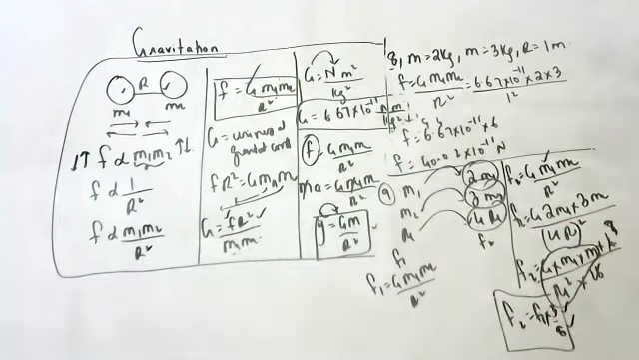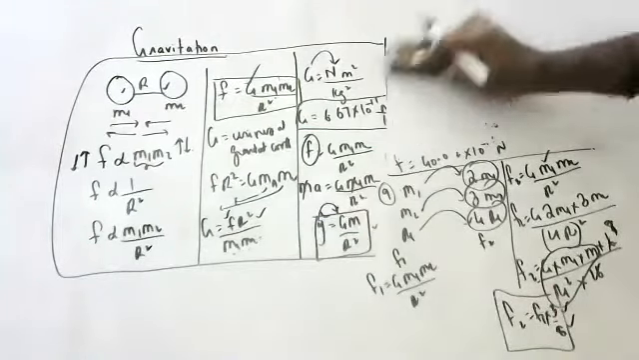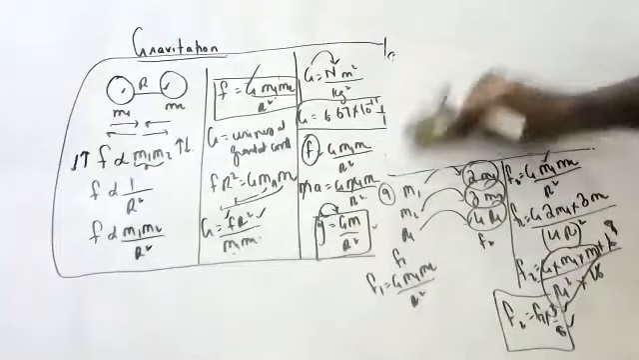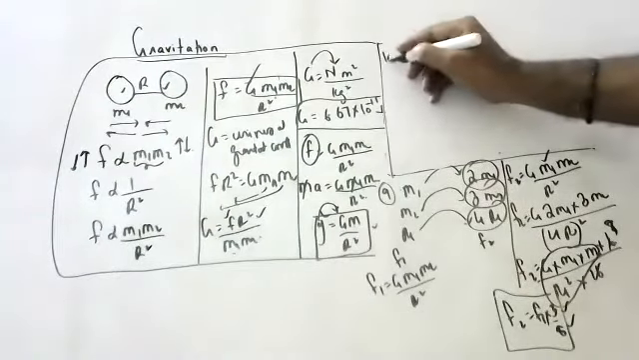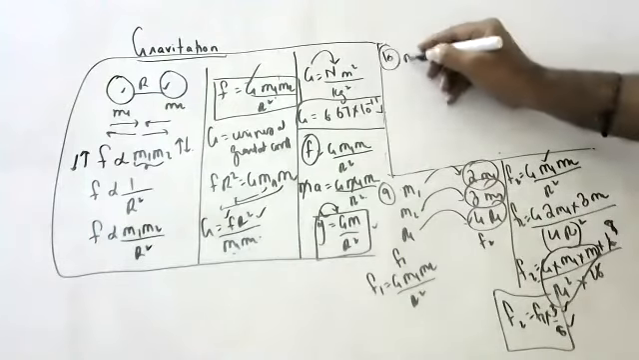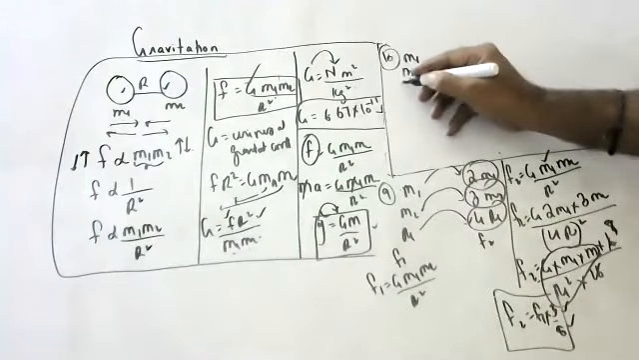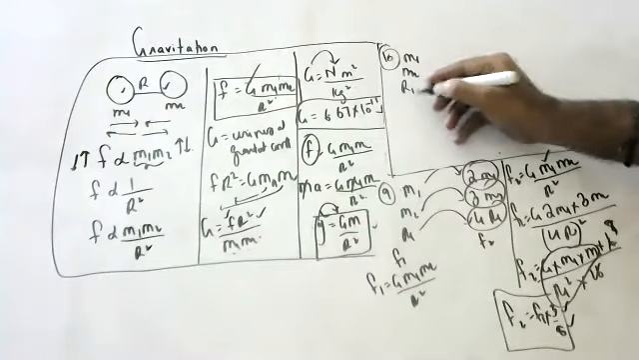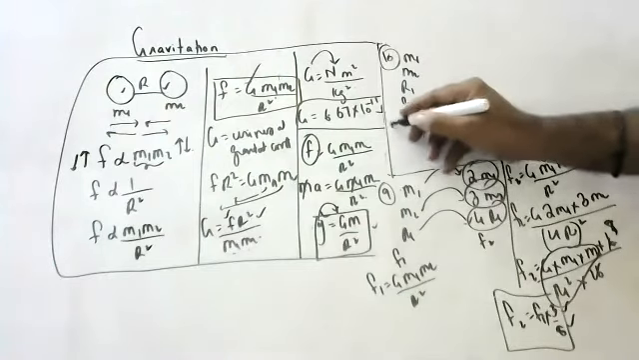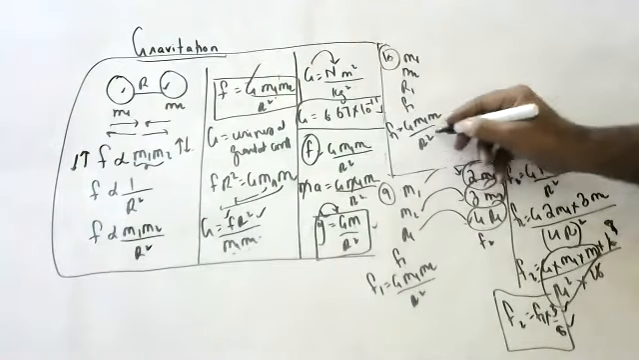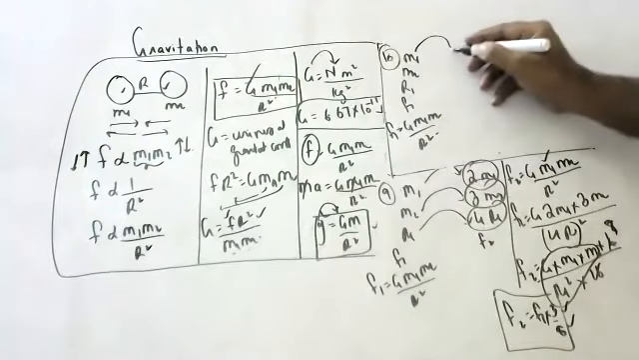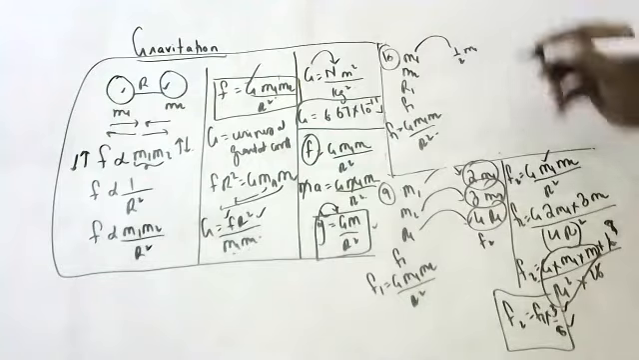Those who didn't understand, one more sum I will do like this only, children. Try to understand. So many questions I am saying. Okay, mass is m1, other mass is m2, our distance is r. Force is F1. F1 is equal to G m1 m2 by r square. Now mass is made half of original.